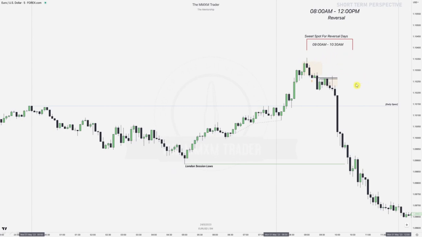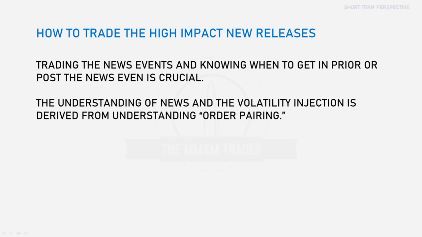To 10:30 a.m. reversal day. So we're going to be talking about how to trade high impact news releases, right? So trading the news events and knowing when to get in prior or post the news event is crucial. The understanding of news and the volatility injection is derived from understanding order pairing, and we went over order pairing in the core concepts, right?